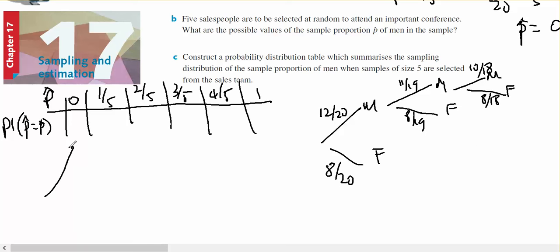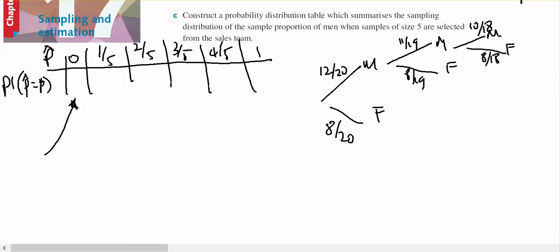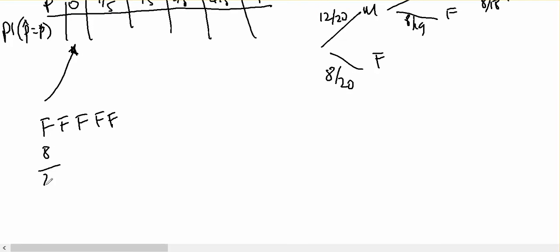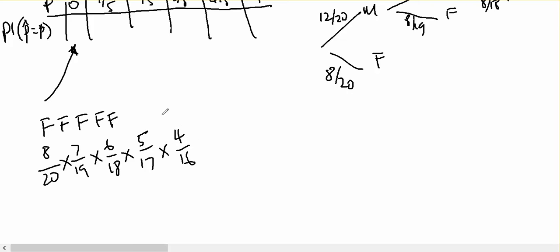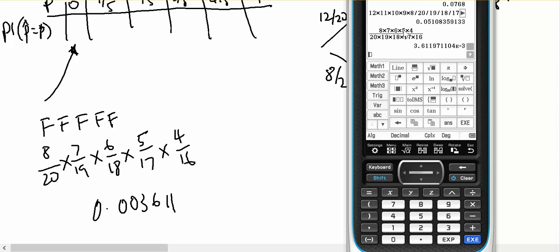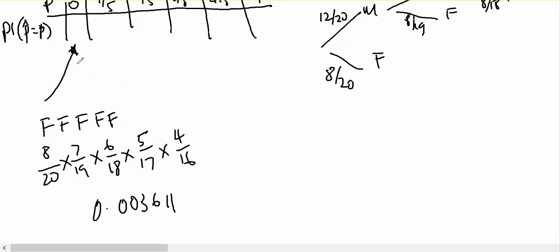Okay, so to have no males, that's actually selecting, not employing, female, female, female, female, female, which is really 8 on 20 times 7 on 19 times 6 on 18 times 5 on 17 times 4 on 16. 1, 2, 3, 4, 5. And that should be the probability in here. So that's 8 by 7 by 6 by 5 by 4 over 20 by 19 by 18 by 17 by 16, which is what this is. And that gives me, move the decimal point 3 spots to the left, 0.003611. Okay, so that goes there.